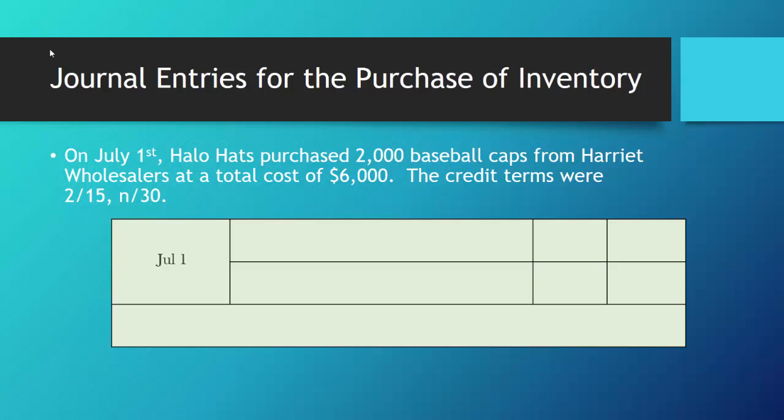We're Halo Hats. We're going to put this purchase on our books. So on July 1st, we are going to debit merchandise inventory, increasing the amount of inventory we have because we just purchased it, asset account going up, so it's debited, and we're going to do so for the full $6,000. Why? Because to be conservative, we're assuming that we're going to miss that 15-day discount period.